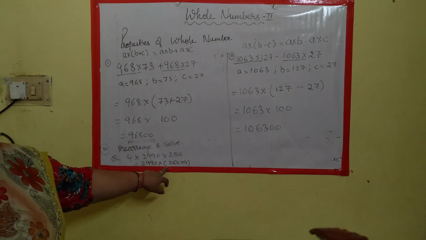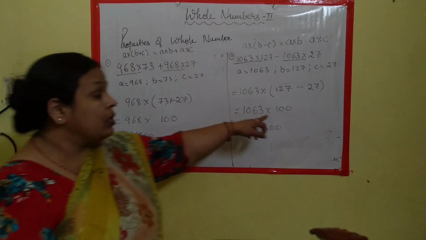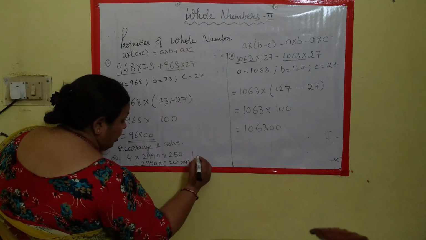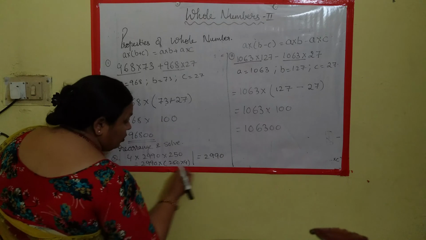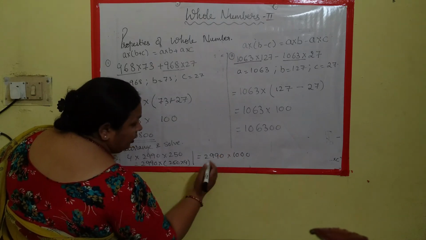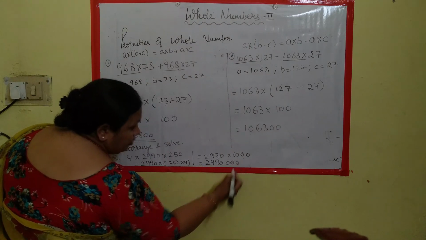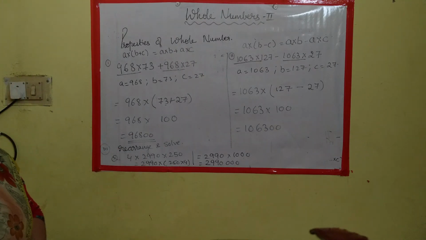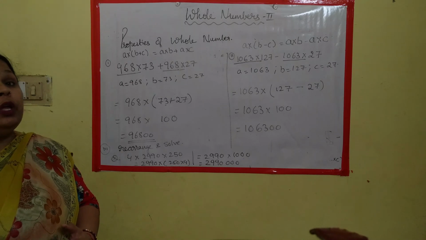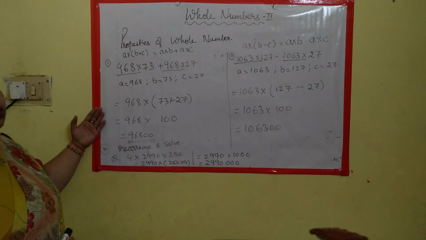Why do we choose 250 into 4? Because 250 into 4 will again help us get the numbers in multiples of 10. So for this the answer is going to be 2990 times 250 into 4, which is 1000. Clear? Now the answer is 2990 followed by 3 more zeros. So this is your answer. So you have seen the application of distributive property of multiplication over addition and over subtraction, and rearranging and solving.